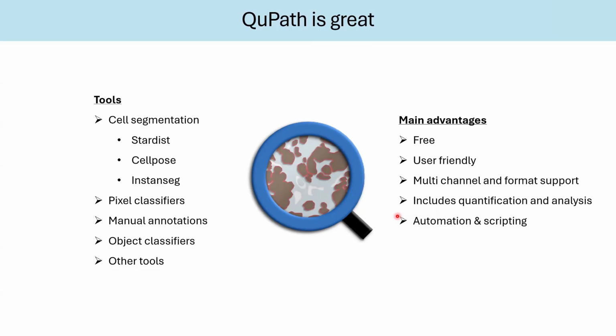Some of the tools it includes are cell segmentation tools, for example, StarDist, Cellpose, and InstanSeg. You have a very powerful tool, which is the pixel classifiers, where you take the tissue and you teach it how something in your tissue looks like, and then it can apply it to your slide and to lots of images. So it can save you a lot of time. You can also do manual annotations, for example, tumor and non-tumor, and you can do object classifiers.